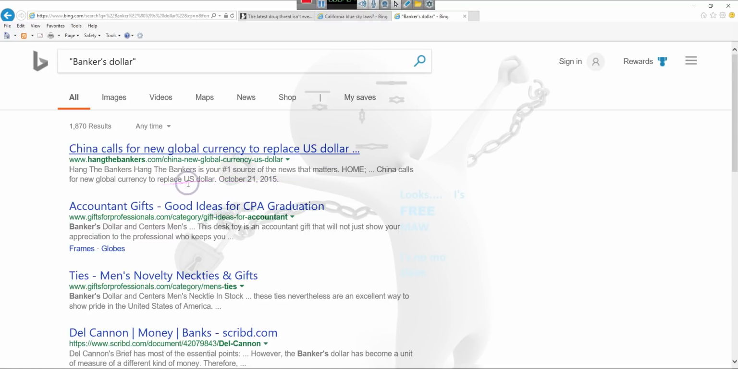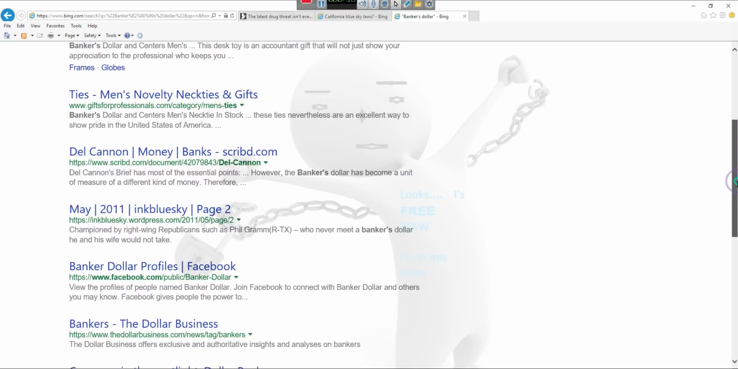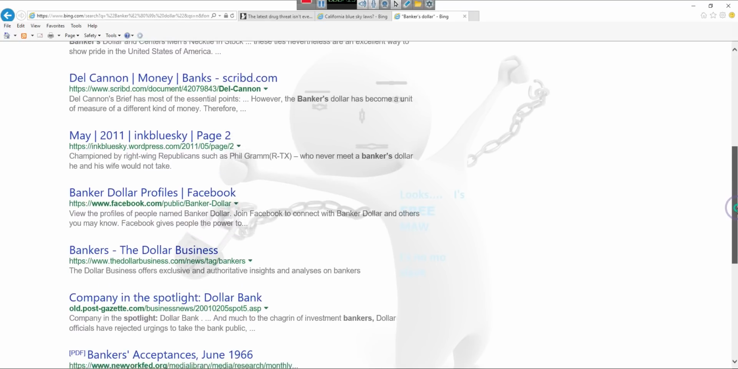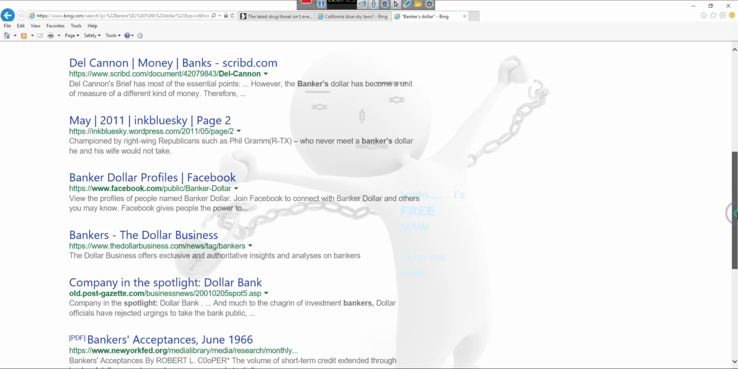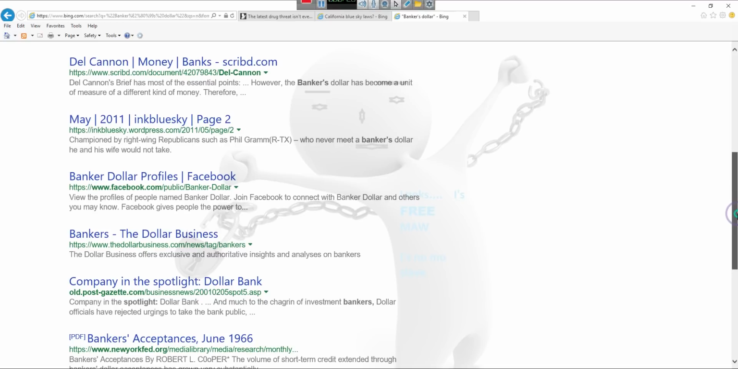Let's see. No bankers' dollars there. It says China calls for new global currency to replace the United States dollar. Okay, because why? The US dollar is the world default currency, but the reason why China's dollar could not become the world's default currency is because of the amount of people China has. Remember, the United States per capita has the least amount of people out of all the superpowers. And because they have the least amount of people, they should not be controlling the market, but they do. And it's amazing how they get to do that.